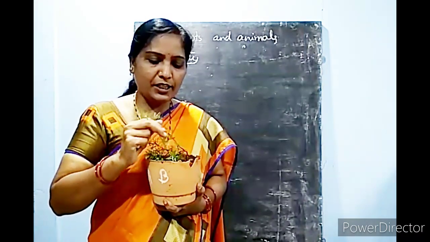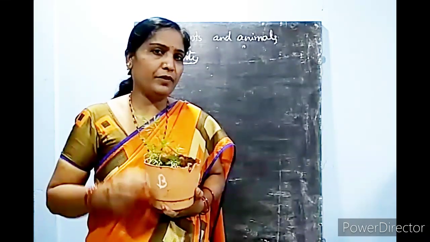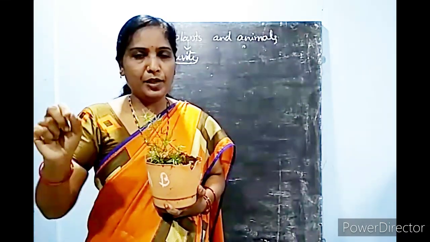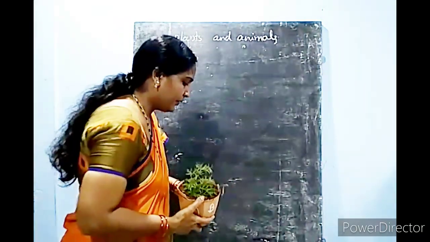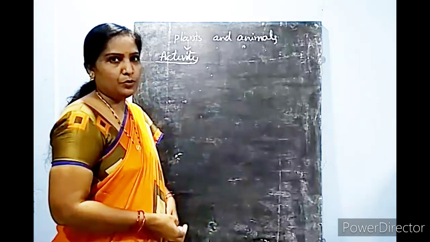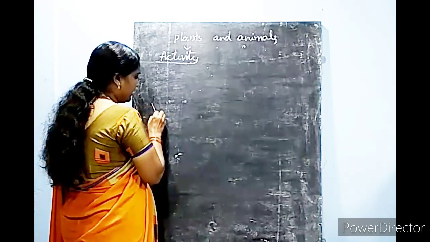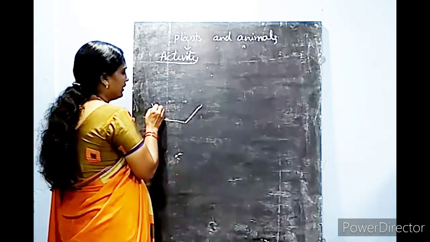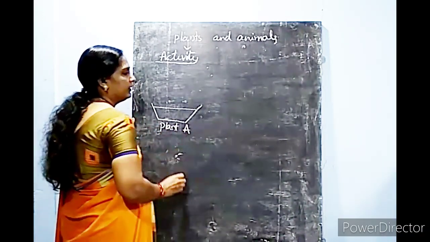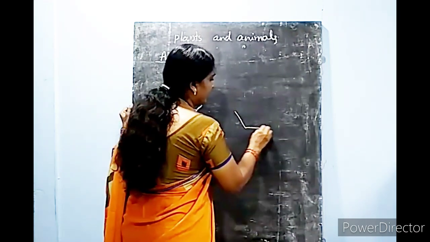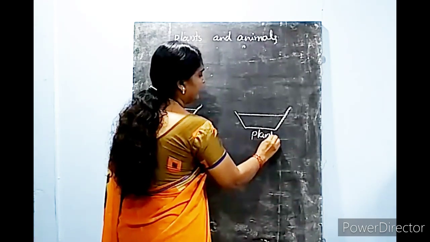Draw this experiment setup in your notebook along with me, and then we will tabulate our prediction and our observation. So in your notebook, you draw two potted plants along with me. This is plant A and this is plant B.